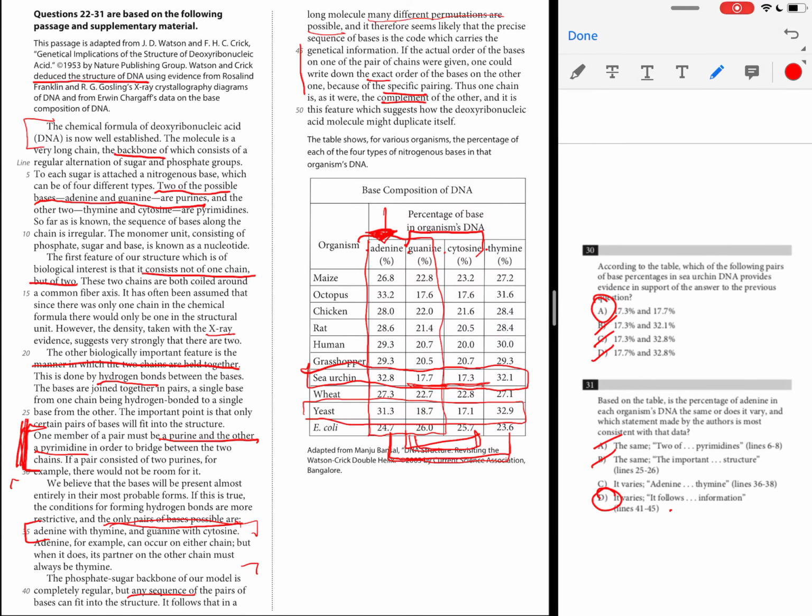Okay, so that brings us to the end of this passage, and that means that we only have 2 more reading passages. One of those will be history, and then the final one will be another science one.